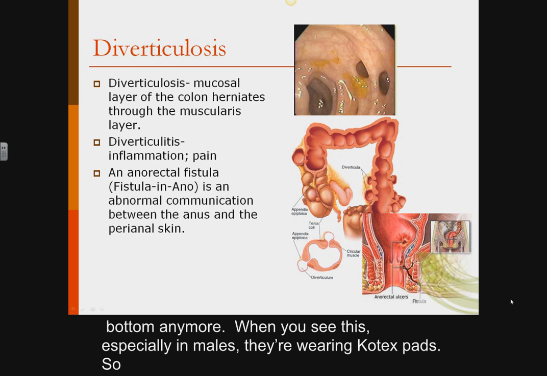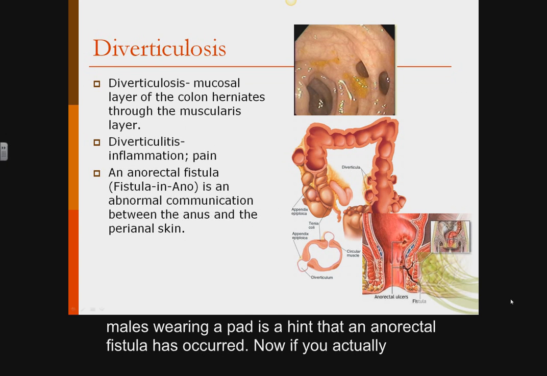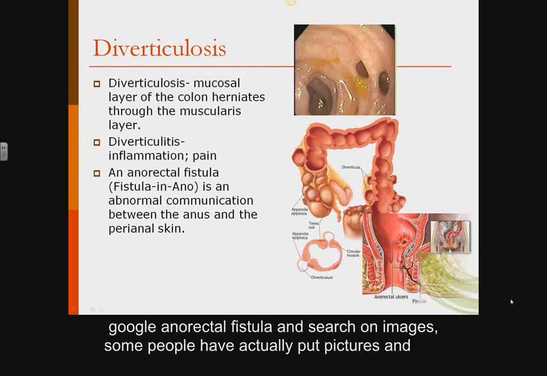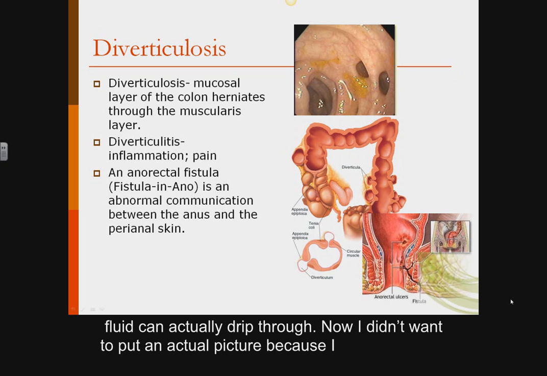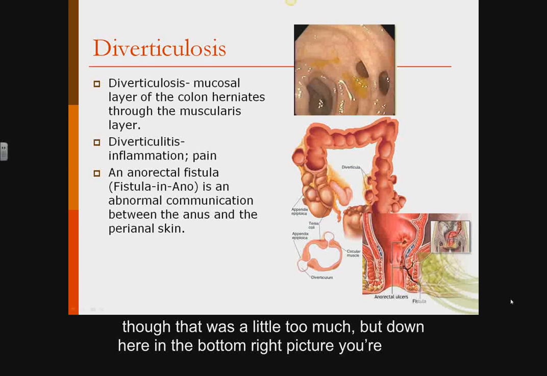All the time it's going, once it breaks through to the outside, then it doesn't have the bottom of the pelvic bowl anymore. And when you see this, especially males, they're wearing Kotex pads. So a male wearing a pad is a hint that there's an anorectal fistula that has occurred. Now, you can actually Google anorectal fistula and search for images. Some people have actually put pictures, and you can see a hole right next to the external orifice of the anus where small amounts of fluid can drip through.